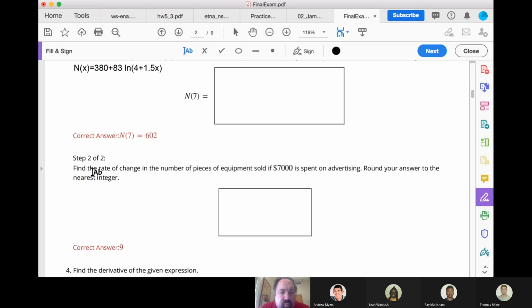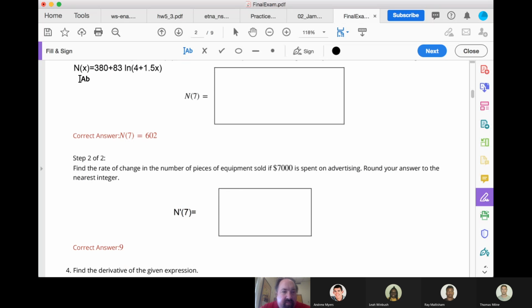Now, step 2, rate of change in how many pieces sold at the same level of advertising. So rate of change, remember, that indicates derivative. And since N of x is the number of pieces of equipment sold, rate of change in that would be the derivative of that. So what you would fill in is N prime of 7.